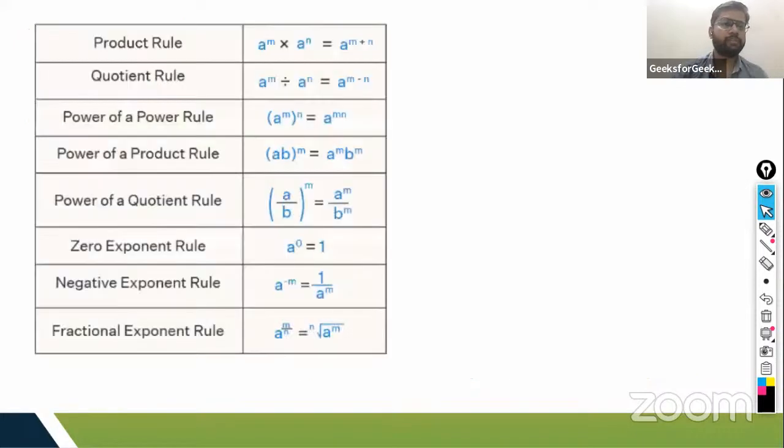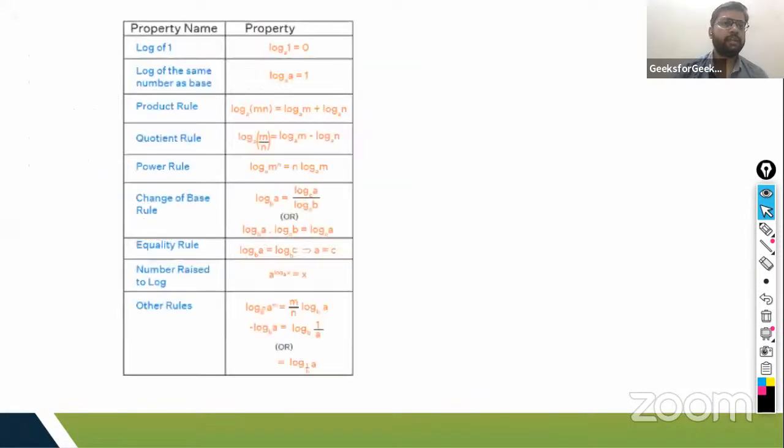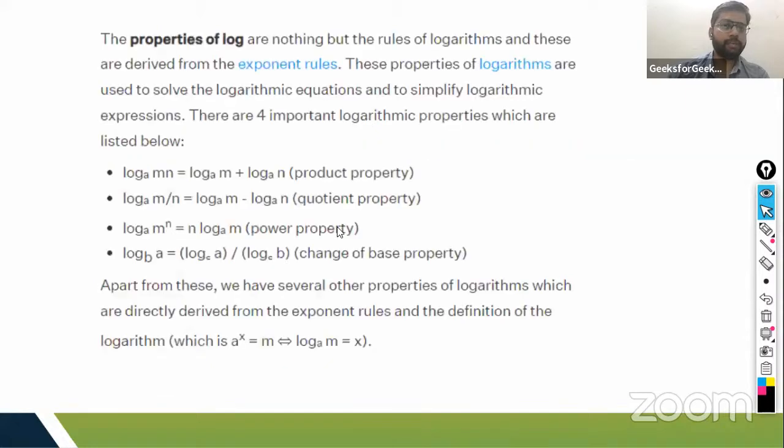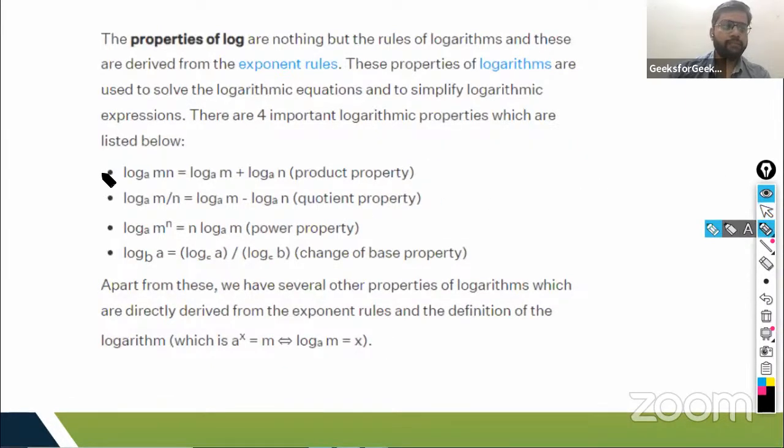I'm going to revise and show you the property again. See this one. If you are looking at the product rule, now you will have a better idea once you look at the question. If you're looking at this rule, the product property, log mn can be written as log m plus log n. Okay, now see.